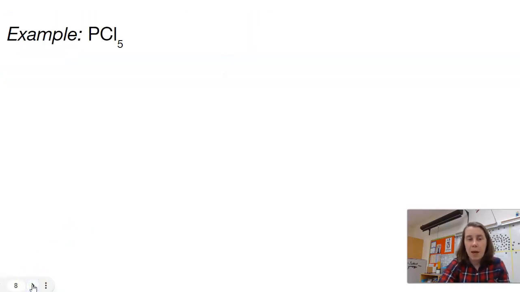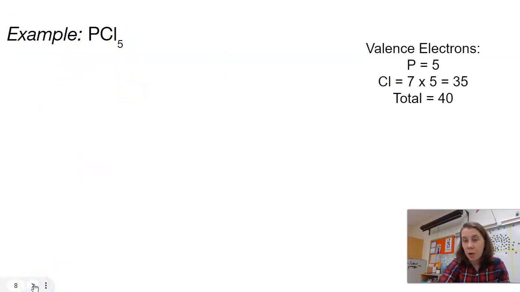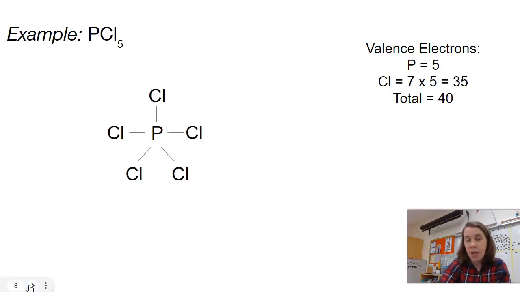All right. The other exception is expanded octets. So an example of that is PCl5. All right. So if we add up all our valence electrons, we have 5 for phosphorus, 7 for each of our chlorines, so that's 35, which makes 40 total. All right. Phosphorus is going to go in the middle. All right. But now we have 5 chlorines, okay? So if we put those 5 chlorines around the phosphorus, all right, if they each make a bond, now that phosphorus has 10 electrons around it. That is more than 8, all right?